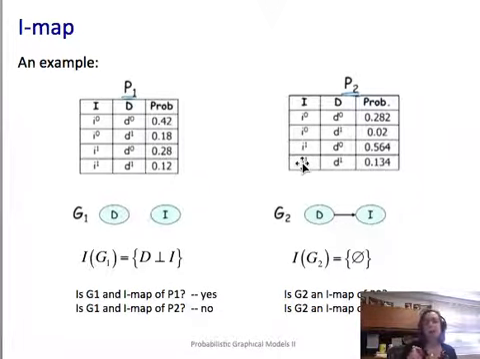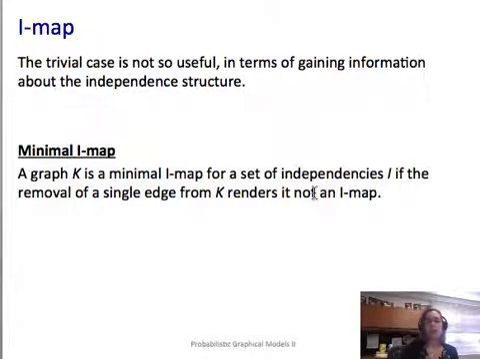Now this point is going to be absolutely critical when we start to think about minimal I-maps now. So there's not a unique set of I-maps. I-maps capture the conditional independencies, but there could be some that are in fact left out. However, if there's one in the set that violates, then we have problems. So this is a trivial case, the one that I just showed you, which is not entirely useful for us in terms of gaining information about the independent structure from the graph.